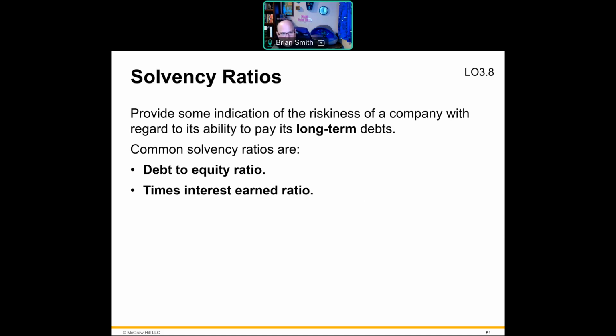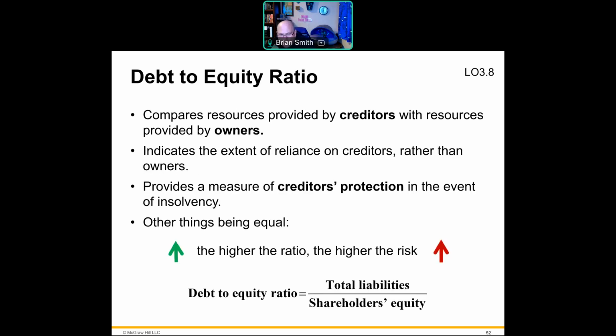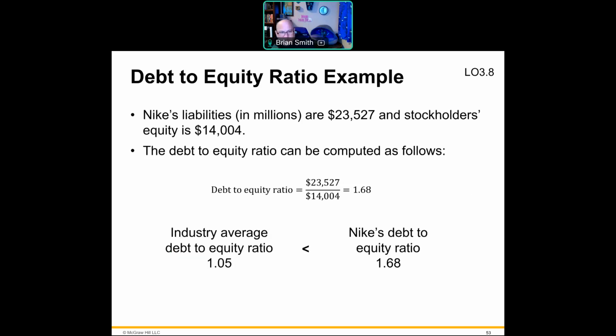All right, solvency. We're going to look at debt to equity ratio and then times interest earned ratio here. So our debt to equity ratio, right? All we're going to do is take our total liabilities and divide it by our stockholders' equity or shareholders' equity. That's it. Super easy, barely an inconvenience. So our example with Nike is our debt to equity ratio is going to be 1.68.